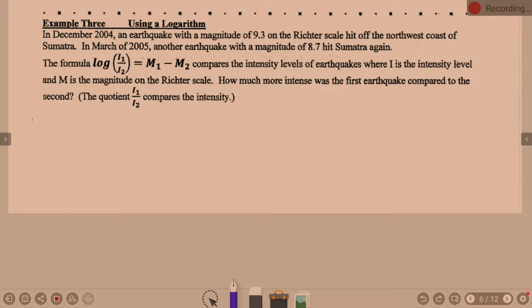So, we have a formula, yes? Makes life so much easier. So we're going to be filling in that formula of log of I1 over I2 equaling M1 minus M2. I is intensity, M is magnitude. What did they give us here? They gave us numbers. What kind of numbers? 9.3 and 8.7, and those were the magnitudes.